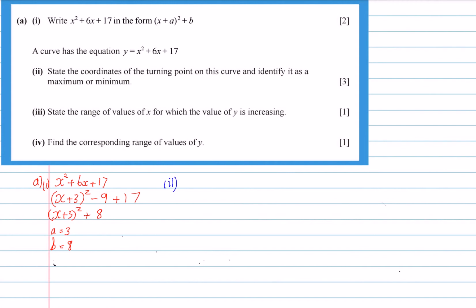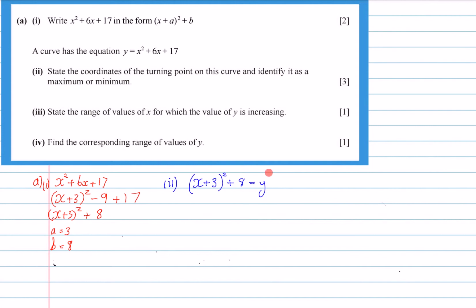In the second question, we're asked to state the coordinates of the turning point of this curve and identify it as a maximum or a minimum. Now, having a look at this quadratic equation, we know it's going to be a U-shaped curve. So it's going to be a minimum point, first of all.